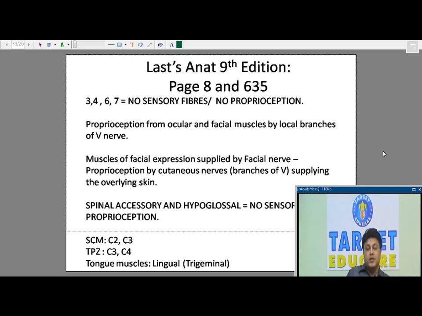It basically talks about those cranial nerves which do not have proprioception. So cranial nerves 3, 4, 6, 7 have no sensory fibers, no proprioception. The actual proprioception comes from the fifth nerve. So 3, 4, 5, 6, 7, with the center being 5. That fifth trigeminal nerve provides sensory proprioception to the next two, that is 6 and 7, and the previous two, that is 3 and 4. This is what you should remember.